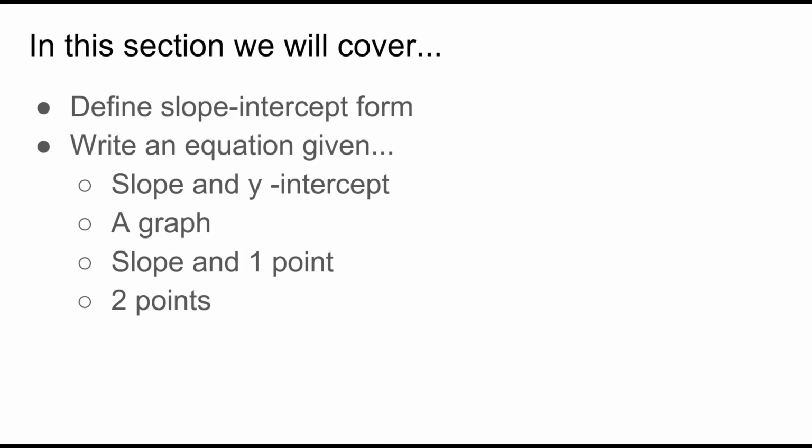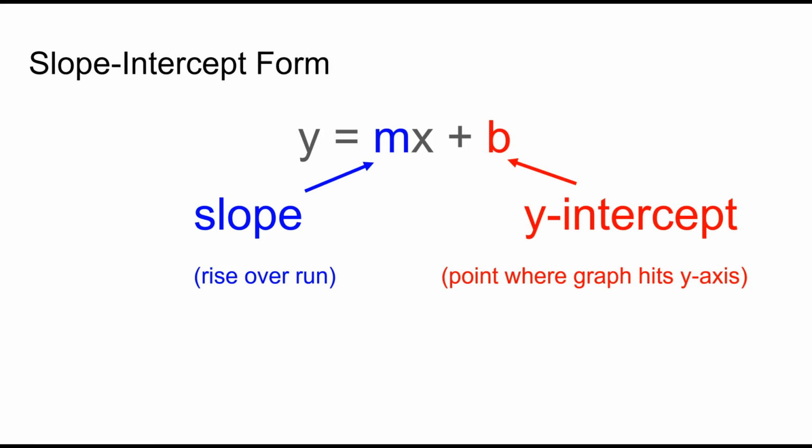In this video, we'll cover the following topics. Let's talk about slope-intercept form. Slope-intercept form is a type of linear equation. It's always of the form y equals mx plus b, where m is our slope, rise over run, and b is our y-intercept, the point where the graph hits the y-axis.